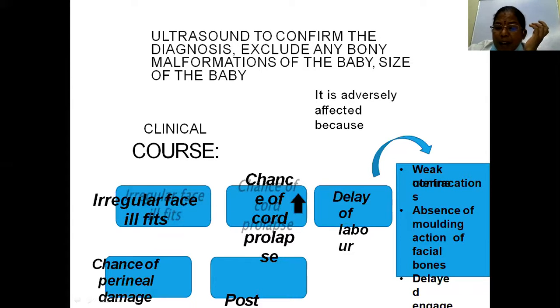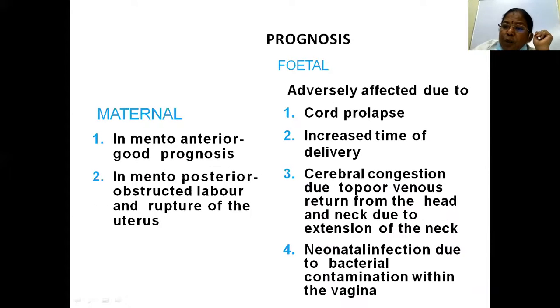Because it is not properly applied to the cervix, there are weak contractions. There is an absence of molding, and there is a delay in engagement. Even if the diameters are the same as occipito, there is a delay in engagement. And in the third stage, there can be more chances of perineal damage and postpartum hemorrhage because of the prolonged labor or sometimes obstructed labor.